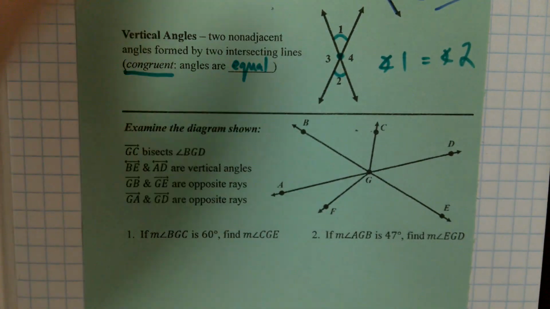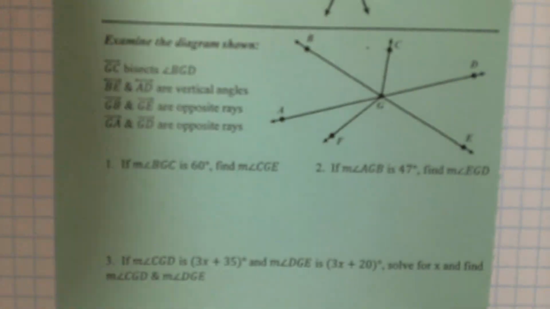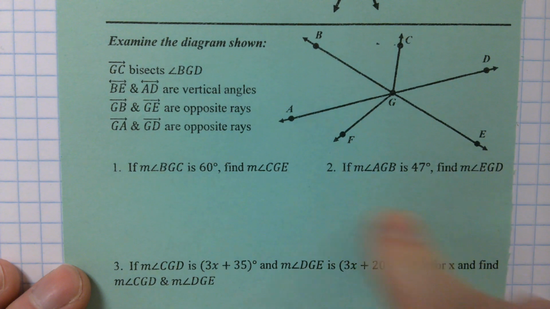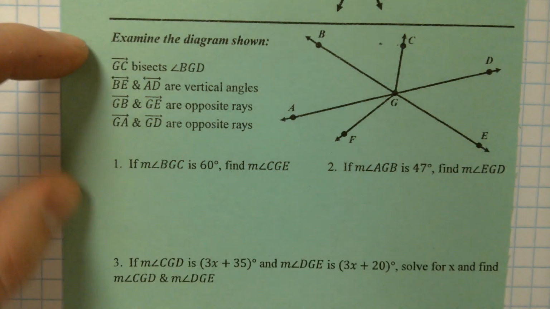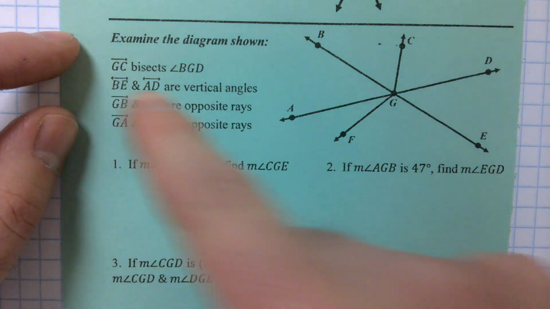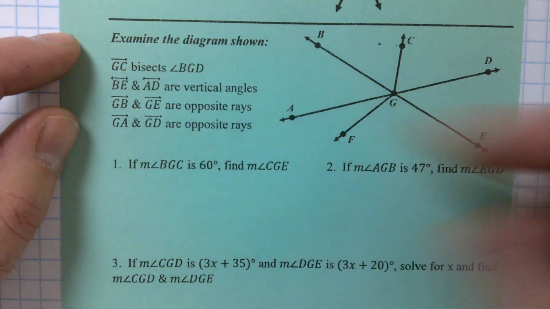Real nice and simple. Now let's look at something disgusting, like this drawing right here. Okay? There's lots going on with this. We got A, B, C, D, E, F, and then G right there in the middle. Okay? So let's see what information this gives me. This tells me that the ray GC, which is right here, bisects BGD.